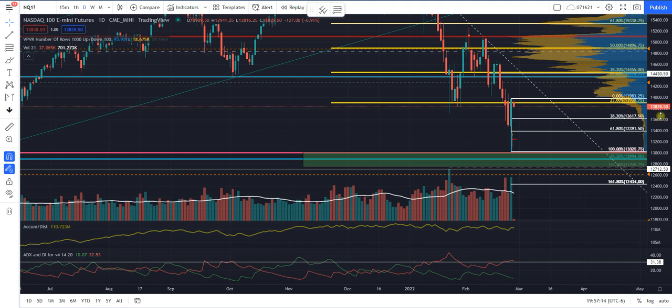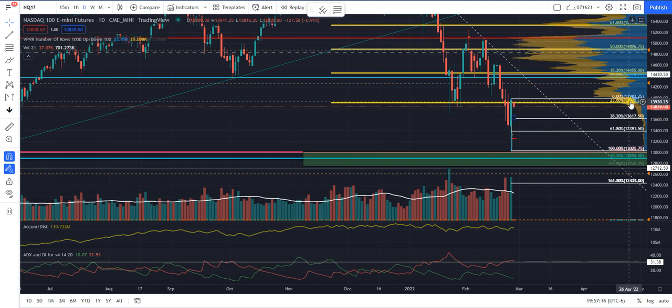Well, price is close to a resistance point and the risk reward favors the downside. I'll be scalping the downside. It's really hard to try to break through this 12,700, 13,000, or 13,000 range on Nasdaq.